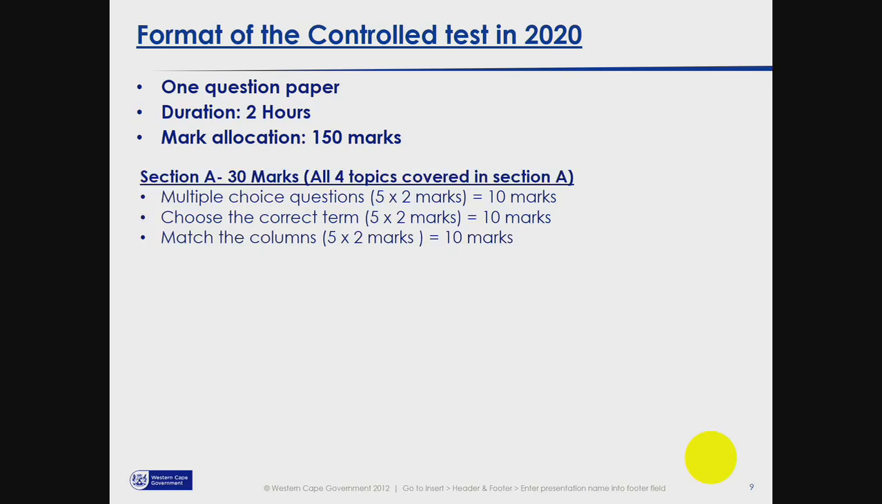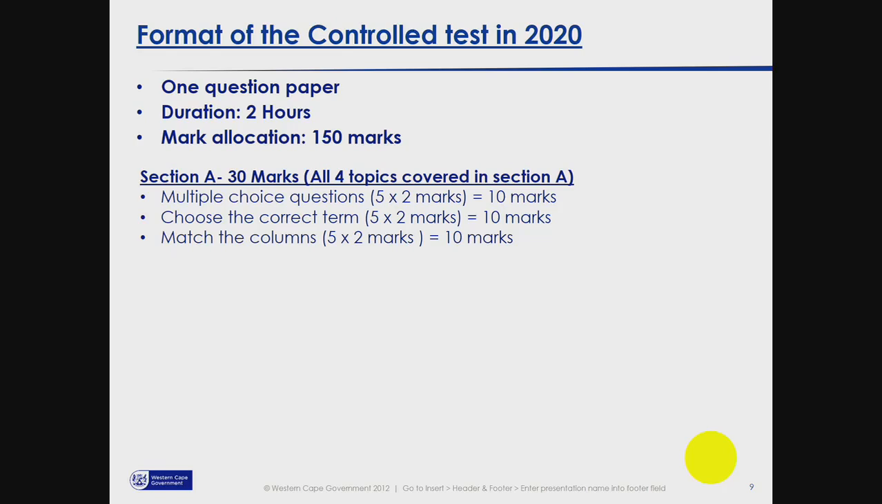In section A, it's going to be a similar format to what I've shown you now. So again, it's going to be 15 questions, so 2 marks each. So section A will be out of a total of 30 marks based on multiple choice questions for 10 marks, choosing the correct terms for 10 marks, and matching the columns for 10 marks.